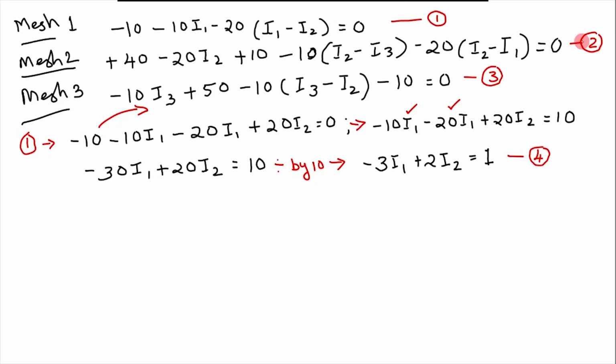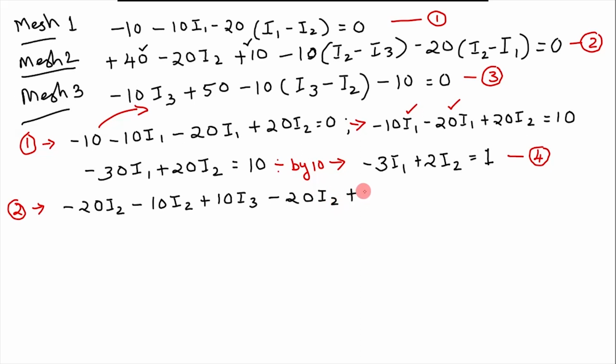Now we will expand and simplify equation 2 of mesh 2. In equation 2 we can add this 40 and 10, that is 50, and we can bring it to the other side. Expanding it, minus 20 I2 minus 10 I2 plus 10 I3 minus 20 I2 plus 20 I1 is equal to plus 40 and plus 10 added together, plus 50, while bringing here it becomes minus 50.